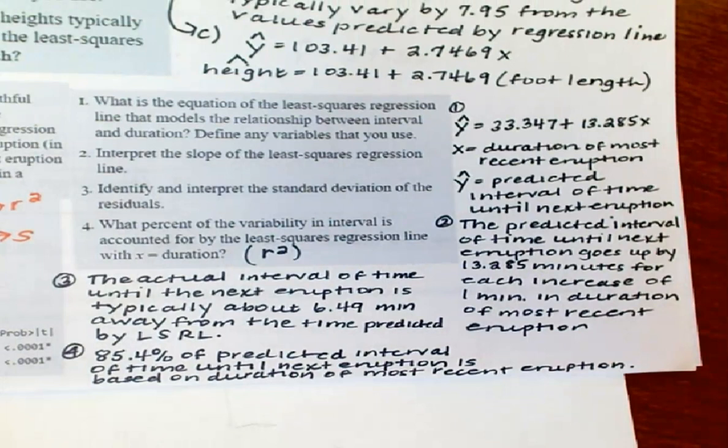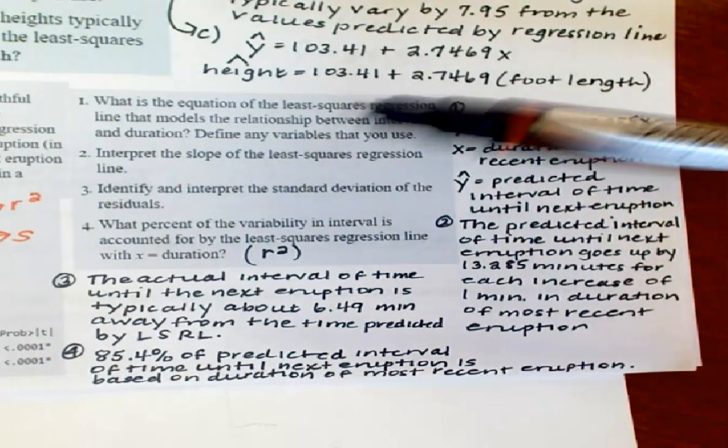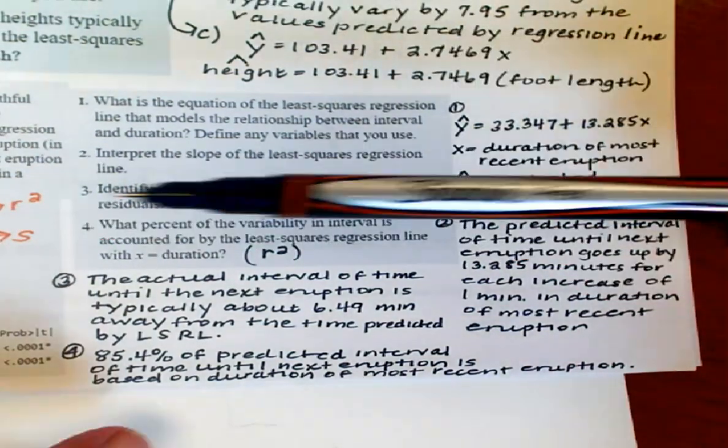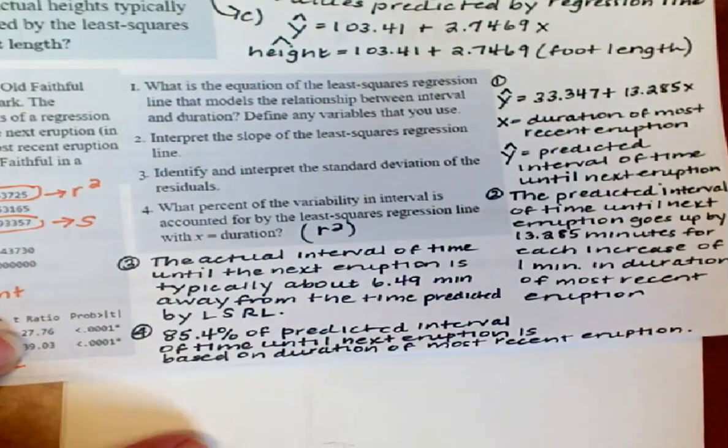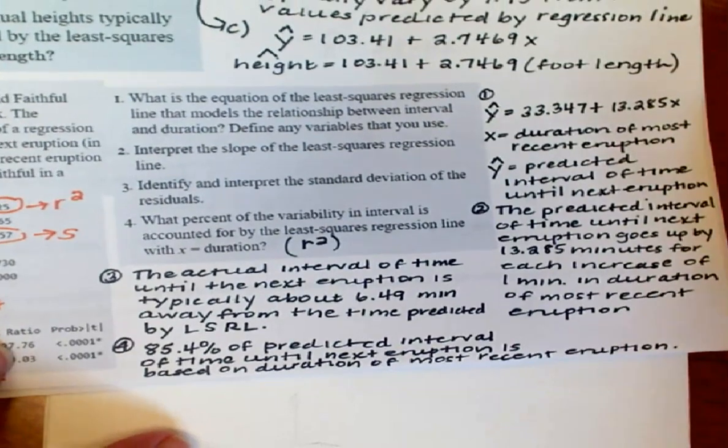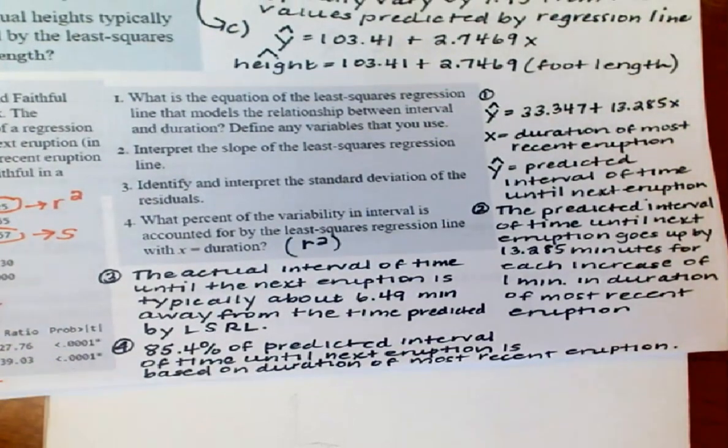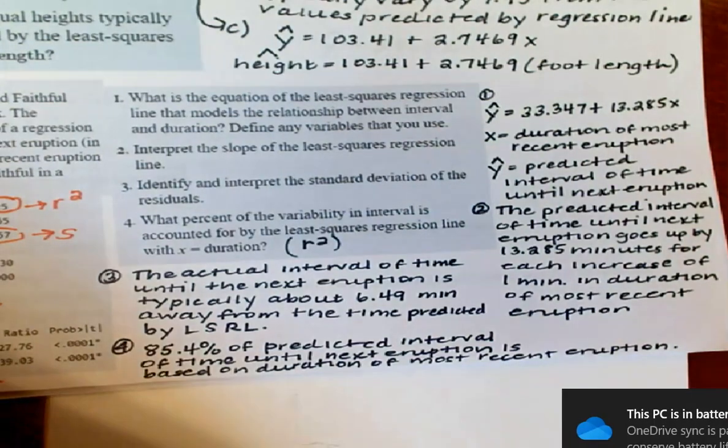Okay, so 85.4% of the predicted interval of time until the next eruption is based on the duration of the most recent eruption. And don't forget to change that to a percentage. They give it to you as a decimal, but usually you see it written as a percentage. So that is using your little data information and how to interpret each.